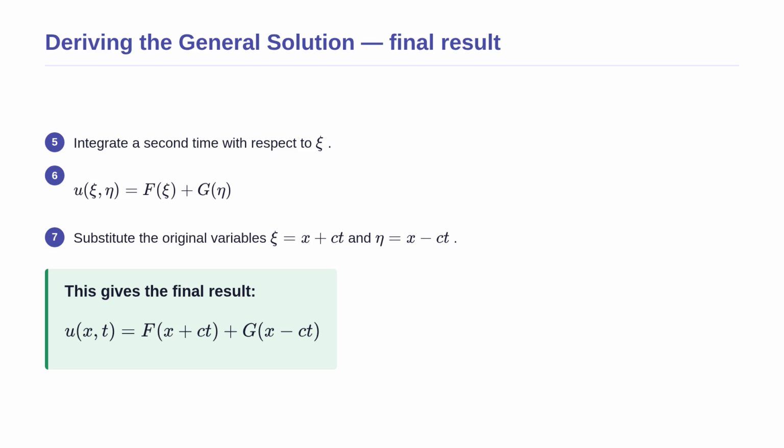Finally, we substitute our original variables back in. This gives the final result, known as D'Alembert's solution. It tells us that any wave can be broken down into two separate sheets, one traveling left and one traveling right.